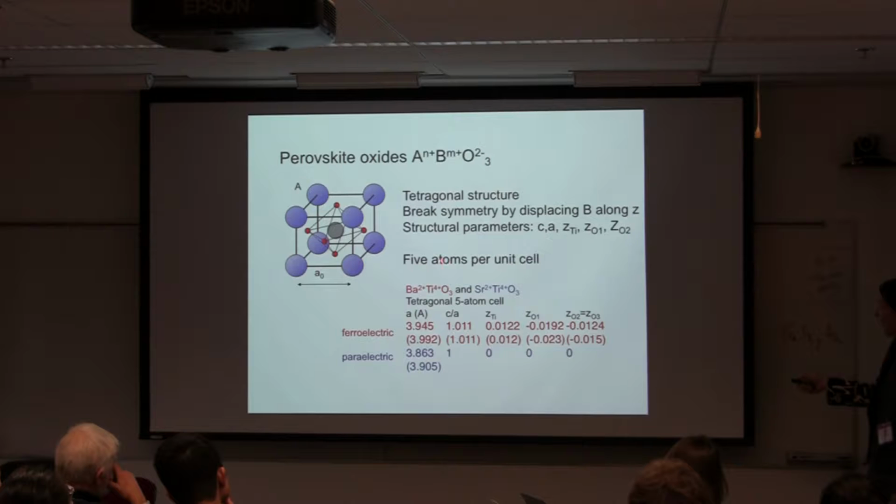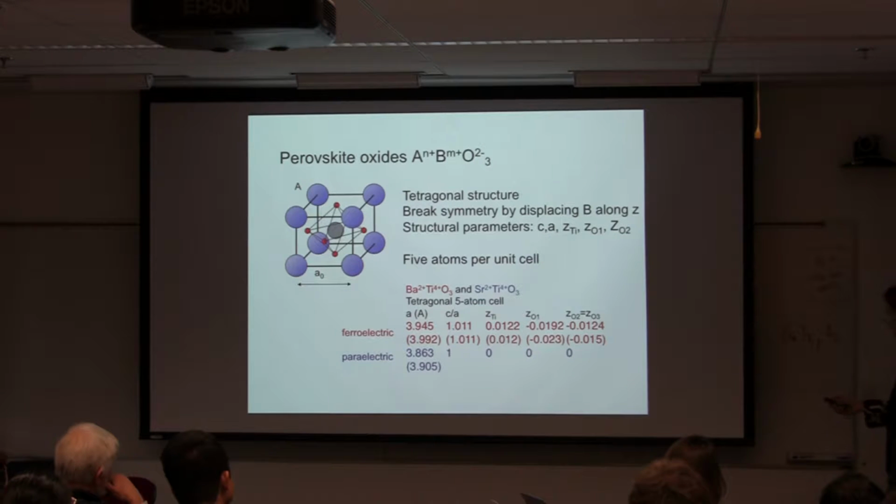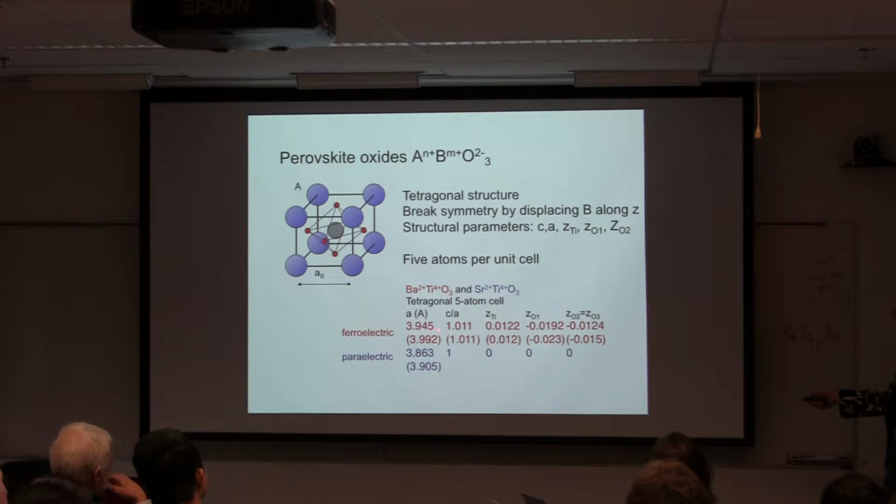And with 5 atoms per unit cell, I have 5 structural parameters, c/a, and then possible displacements of the atoms along the z direction, and that will all keep me in the P4 space group. All right, and then if I take my black box and compute the energy and do the operations that I just explained to you, then for barium titanate, I find that the P4 polar structure is stable.